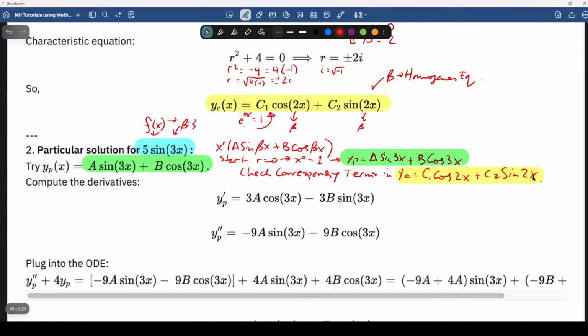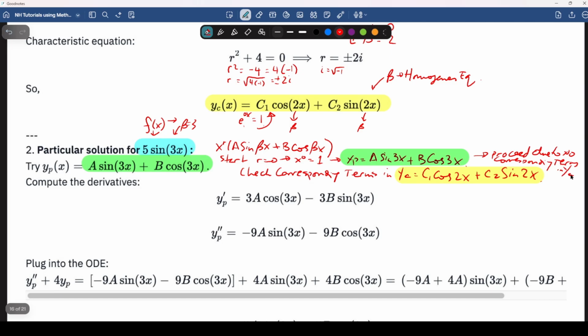Even though c2 is a constant, a is also a constant, and b also a constant, in here it is b cos 3x in the yp, whereas in the yc the cos part is a constant times cos 2x. So it is two different terms. Because it is different, we can proceed with this yp, due to no corresponding term in yc.